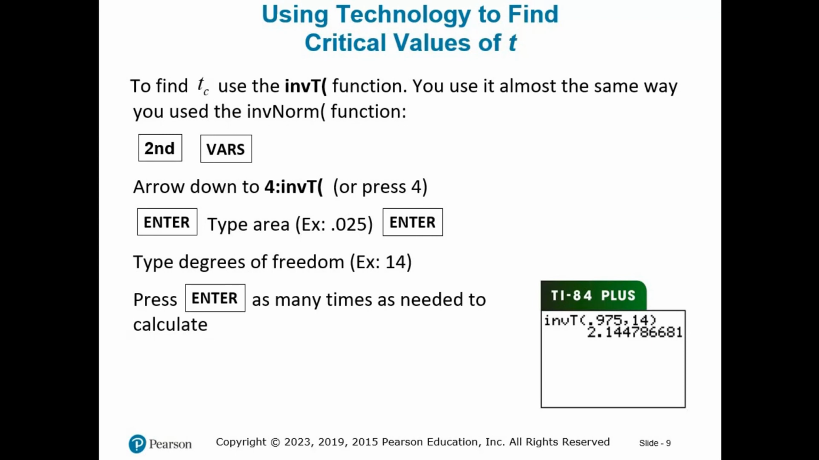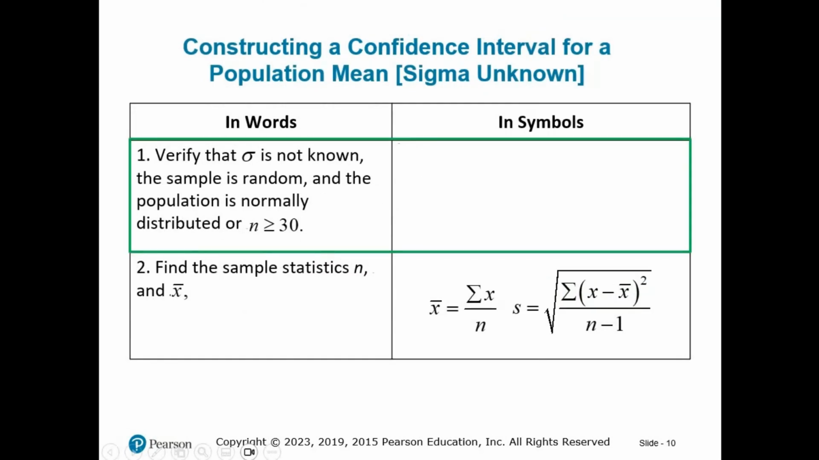So let's go over this step by step of what to do for these. First, you want to verify that sigma is not known. If population standard deviation is known, you're going to use z distribution, not t distribution. So if sigma is not known, then you need to make sure that all the other conditions are there. Are the samples random? Is the population normally distributed, or is the sample size greater than or equal to 30? Next, if they aren't given to us, we need to find our sample statistics, like n and x bar and sample standard deviation.